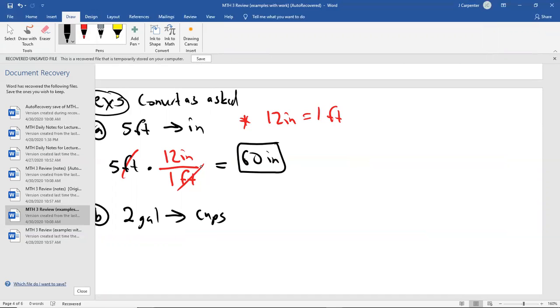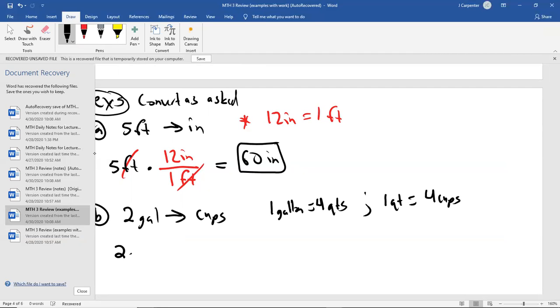Well, if you look in your table, there's no direct conversion from gallons to cups, even though you can make up your own. We see that 1 gallon is equal to 4 quarts. And then in that list, we also see that 1 quart is equal to 2 pints and also equal to 4 cups. Since we're going to cups, let's use the cups then. So 1 quart is 4 cups.